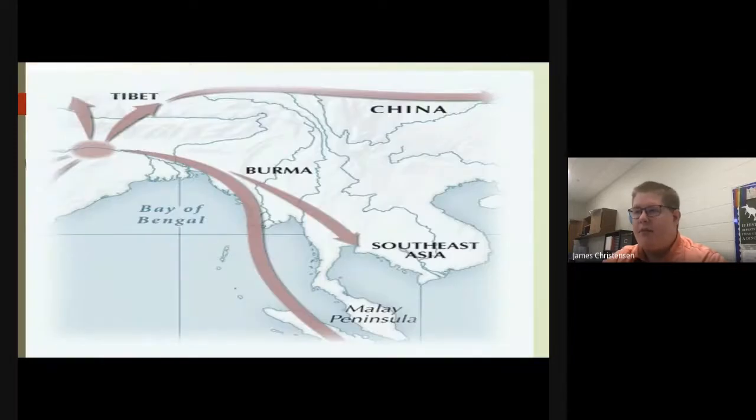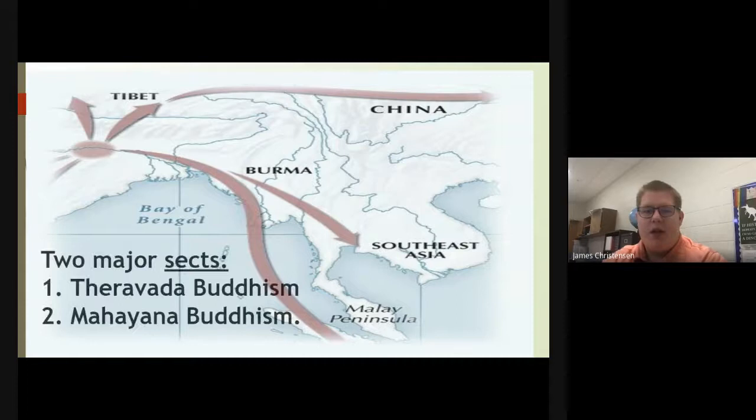So again, here's another map of the spread of Buddhism. There were two major sects that formed: the Theravada Buddhism and the Mahayana Buddhism, which are very much just regional versions of Buddhism. They still teach the same teachings, the Eightfold Path, the Noble Truths. It's just a slight variation in their practices that allows for these two major sects to have formed.